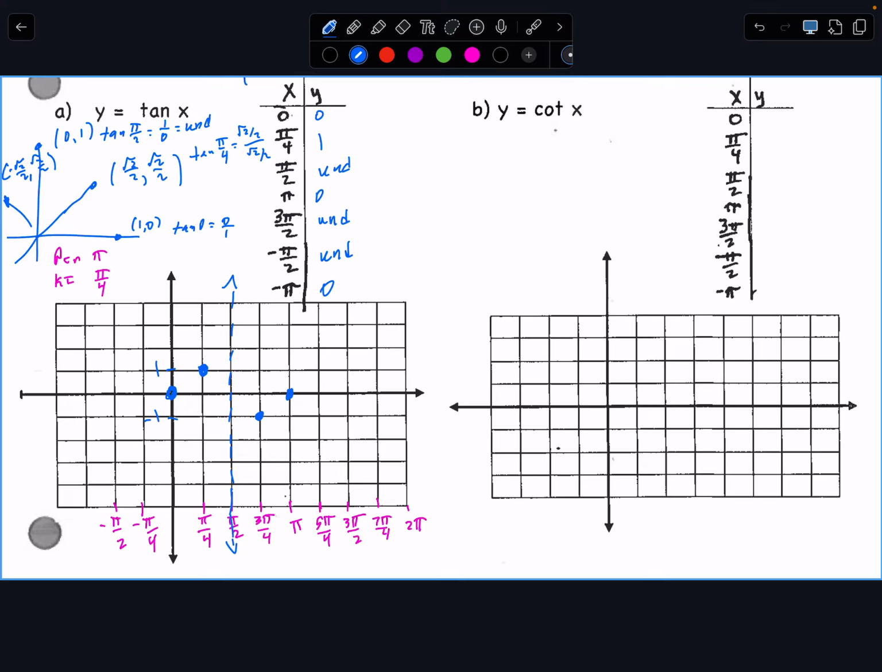At 5 pi fourths, that is quadrant 3, all students take calculus, tangent's positive there, and tangent is positive 1 at 5 pi fourths. At 3 pi halves, we have another vertical asymptote. 7 pi fourths, 45-degree reference angle. It is quadrant 4. Tangent's negative there. It will be negative 1. And at 2 pi, you're really back at 0.